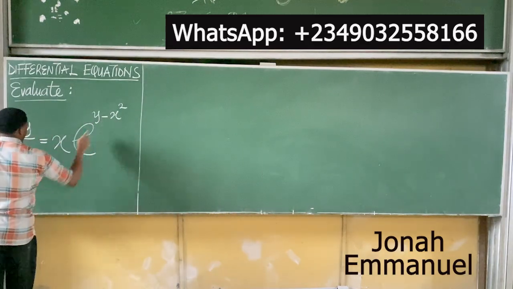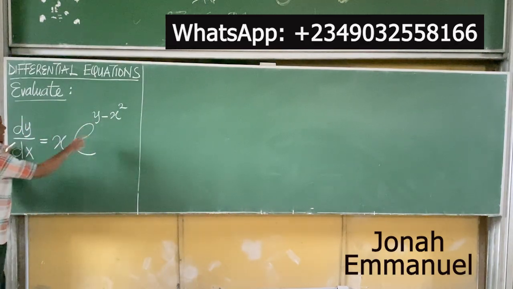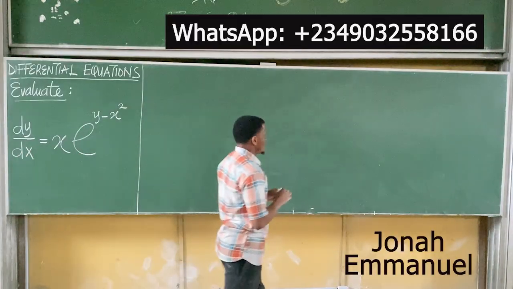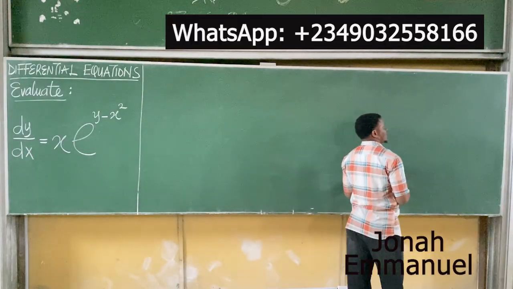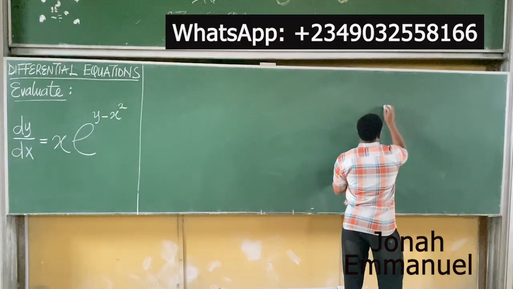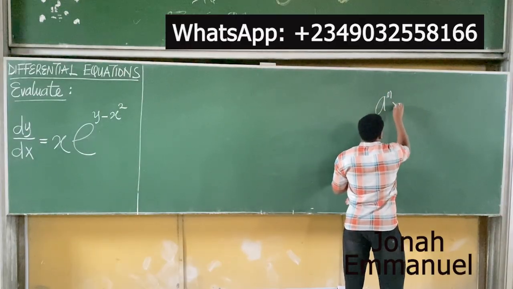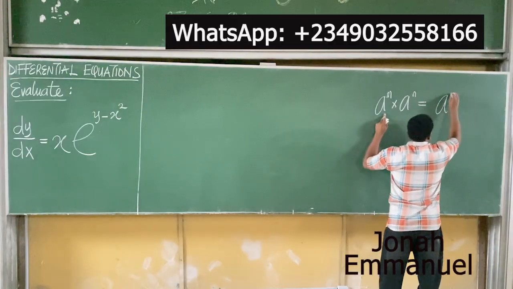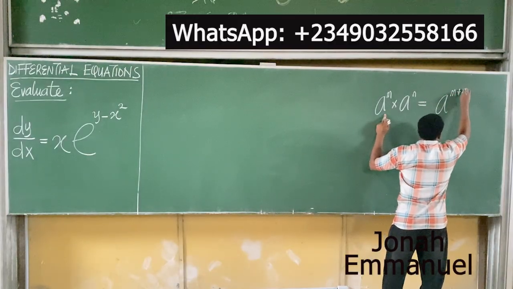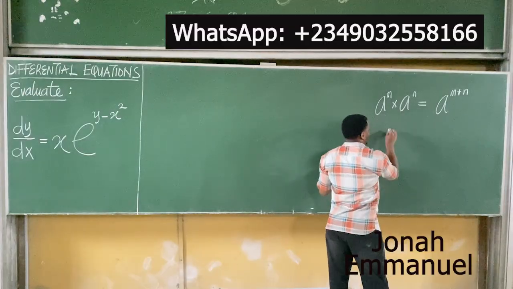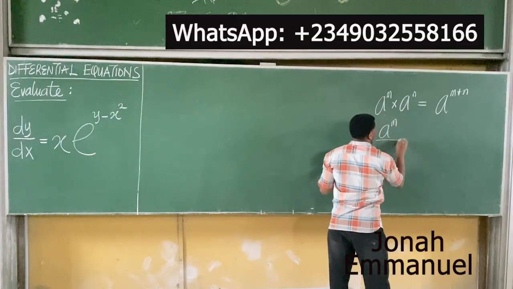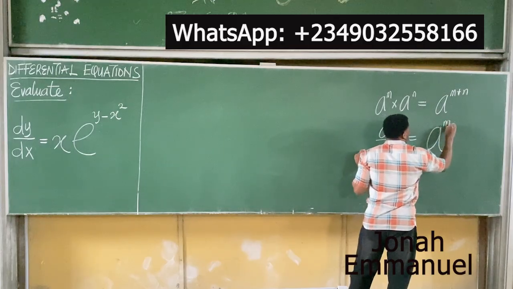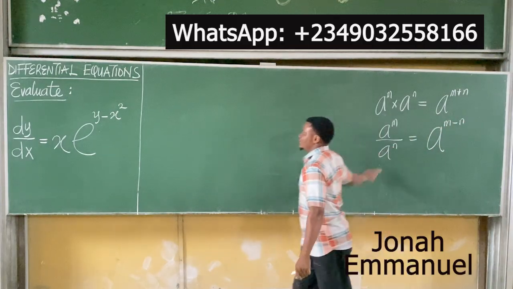How do you solve this? First things first. If I have this here, recall that from the concept of indices, if you have a to power m multiplying a to power n, this will give you what? A to power m plus n. If they are dividing, a to power m all over a to power n, what do you get there? A to power m minus n. All right, let's use this concept here.